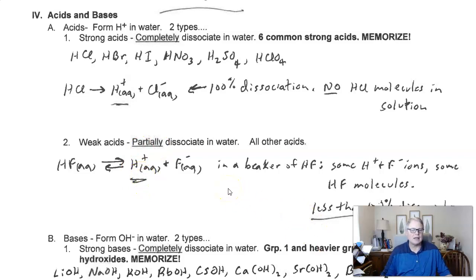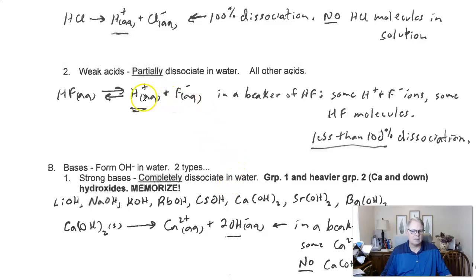So what makes HF a weak acid? Well, you see this double arrow here? This double arrow means something. For now, I just want you to think of it as meaning partial. In other words, not complete. All right? It actually means something else, and we'll talk about it when we get a little further down the road.